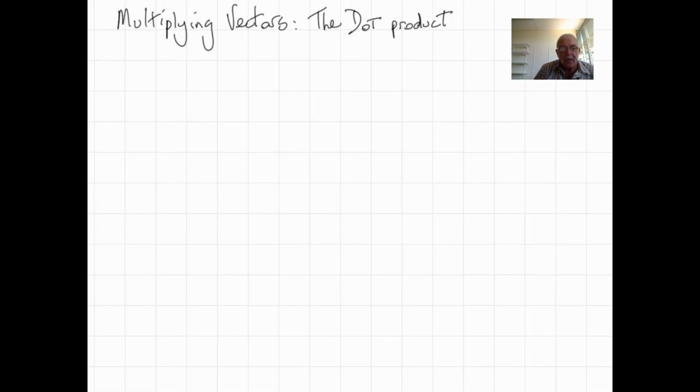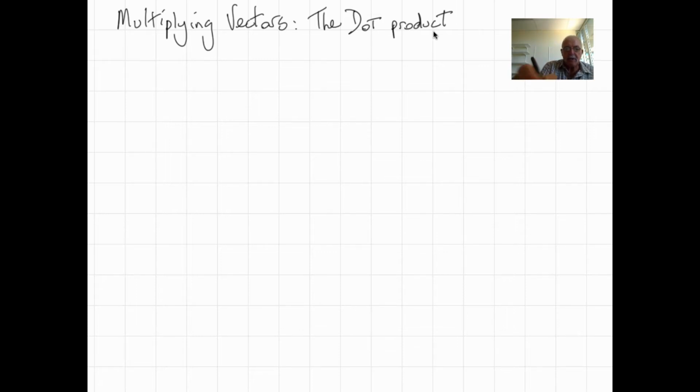So we've done addition of vectors and we've done subtraction of vectors, and we're going to talk now about multiplying vectors together. There are two types of multiplication of vectors. One is called the dot product and the other one is called the vector product or the cross product. We'll leave the cross or vector product a little bit later, and we'll go through now how to do the dot product. The other name for the dot product is the scalar product.